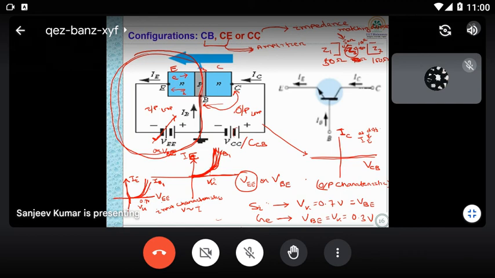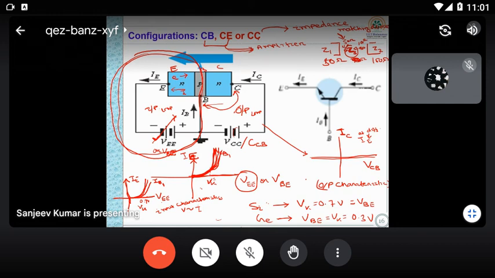So for a particular IB value, when I'm varying this voltage, it will behave like this. And why is it behaving like this? Because it is similar to your p-n junction diode. So that's why after the knee voltage it is increasing. And I'm changing the IB values, so similarly I'll get this type of behavior. So these are the input characteristics of your common base configuration.